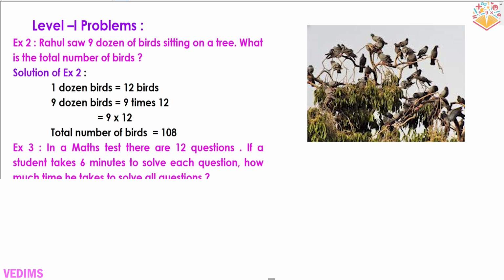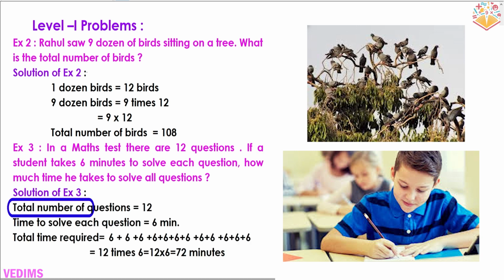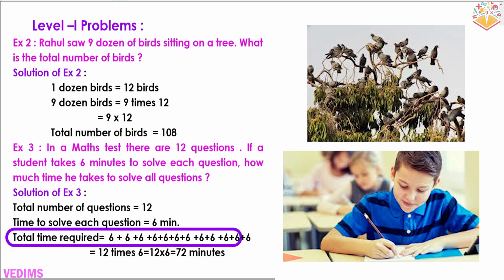Take another example. In a maths test, there are 12 questions. If a student takes 6 minutes to solve each question, how much time does he take to solve all questions? Total number of questions is 12. Time to solve each question is 6. Total time required is 6 plus 6 plus 6, you must add up to 12 times. Therefore, you can write it as 12 times 6 using the multiplication rule. 12 into 6 comes out to be 72. I hope you understood, my dear students.